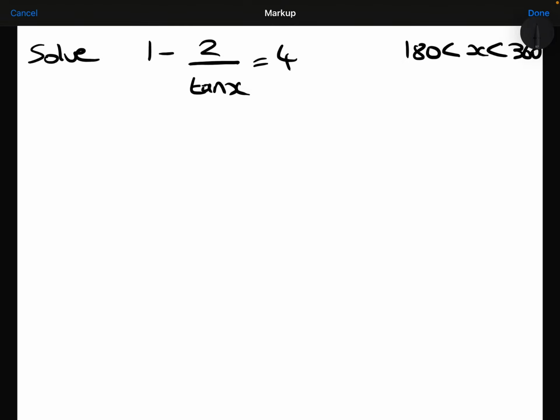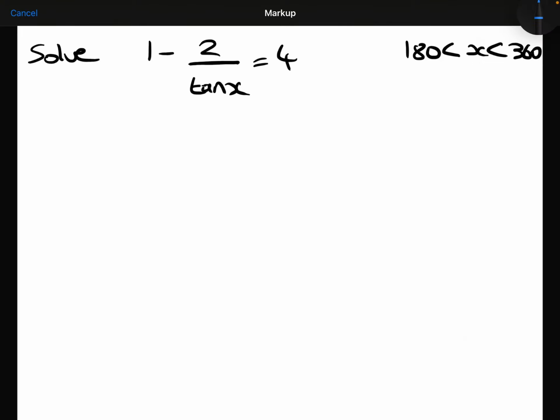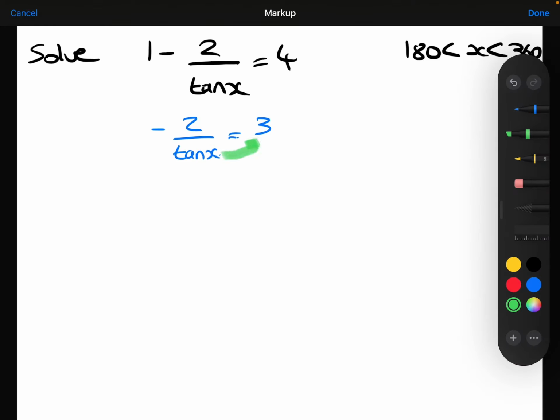Next, this equation, 1 minus 2 over tan x is equal to 4. And I want to find any answers between 180 and 360. So first I'm going to subtract the 1 from both sides here. Then I'm going to move the tan up to the right hand side and move the 3 down to the bottom to make the tan x the subject.